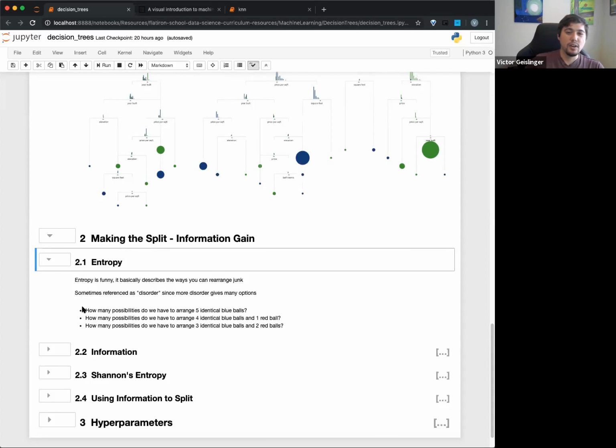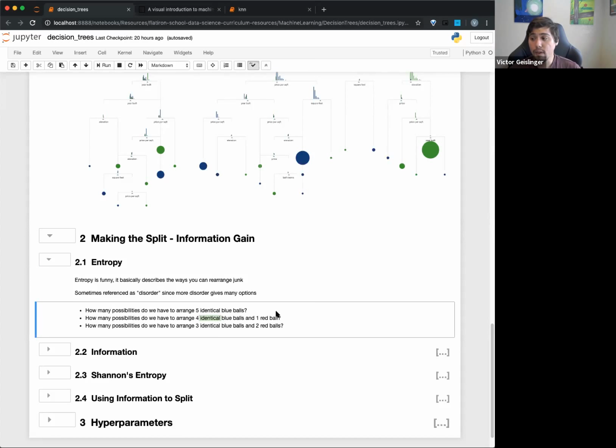So you can also think of this as how many possibilities there are. If you have only 5 identical balls, how many different ways can you arrange those balls? There's only one way, right? If they're identical, you have a red ball, red ball, red ball, red ball, red ball. There's one possibility, so you can perfectly describe the system in that way. If you have 4 identical blue balls and 1 red ball, well, then there's a whole bunch of other ways to rearrange this stuff.